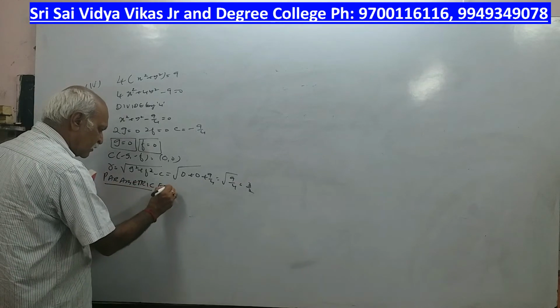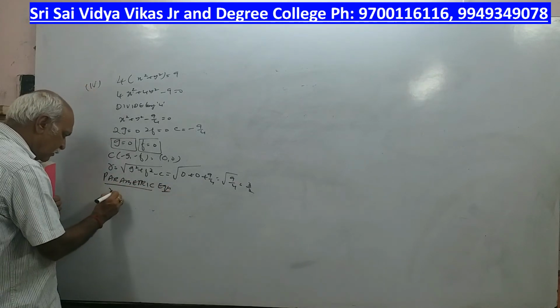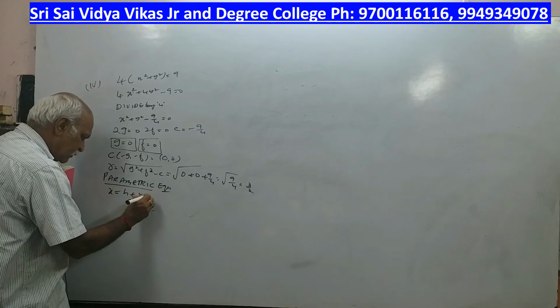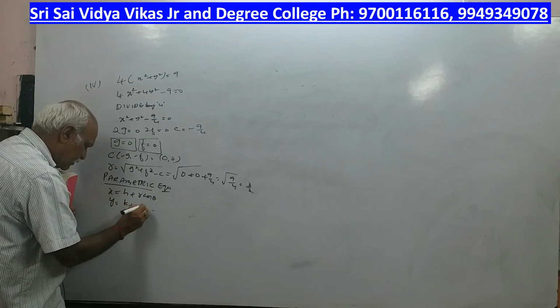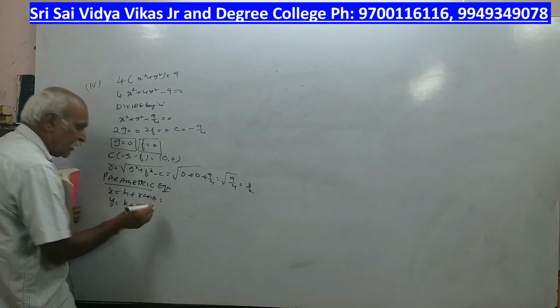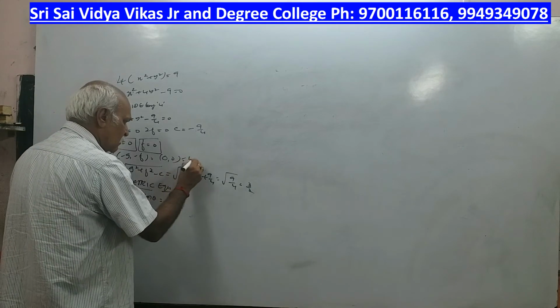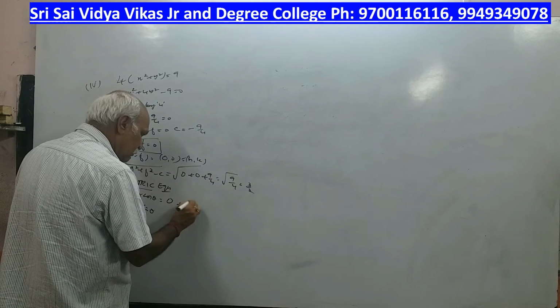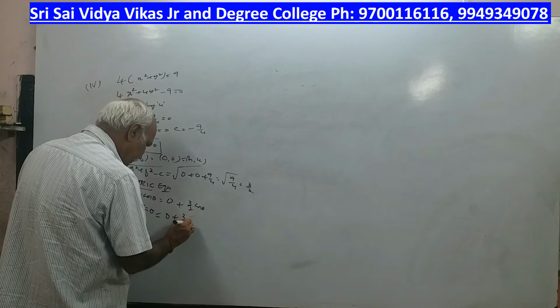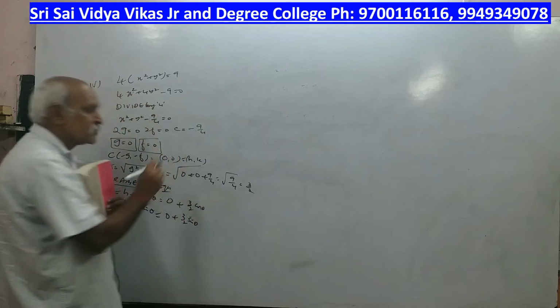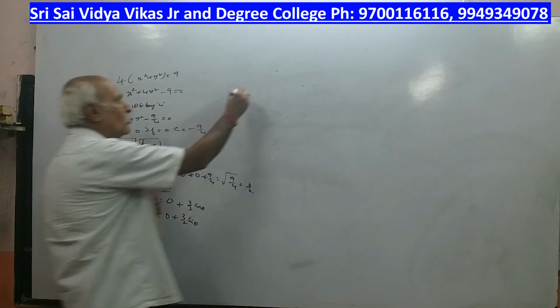Parametric equation: x is equal to h plus r cos theta, y is equal to k plus r sin theta. H value 0, r value 3 by 2. So x is 3 by 2 cos theta, and y is 0 plus 3 by 2 sin theta. One more one.